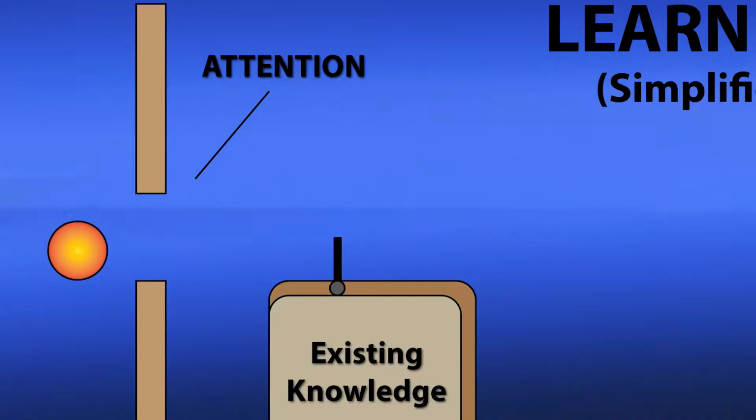If the information is being given at too low a level, students will soon get bored and they'll turn off. If the material is at too high a level, then students have no way of connecting it to what they already know, and it means nothing to them.